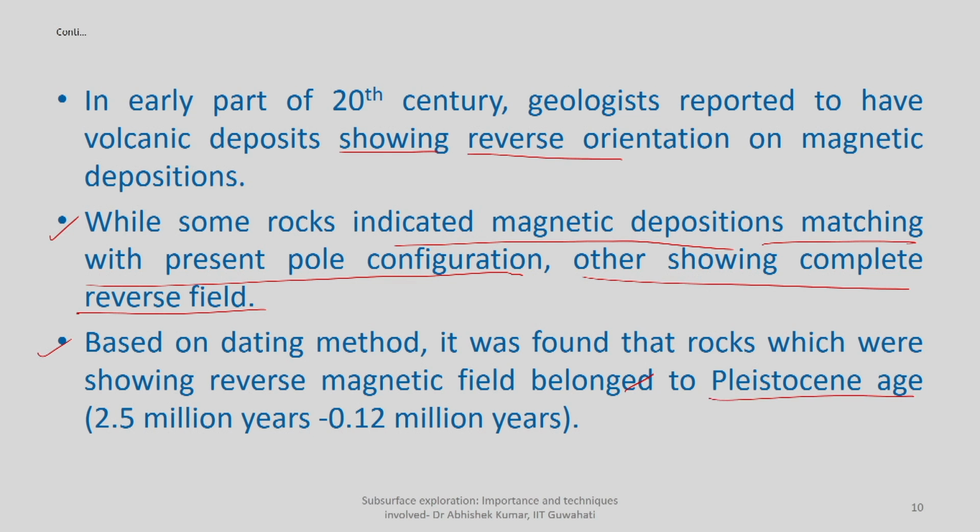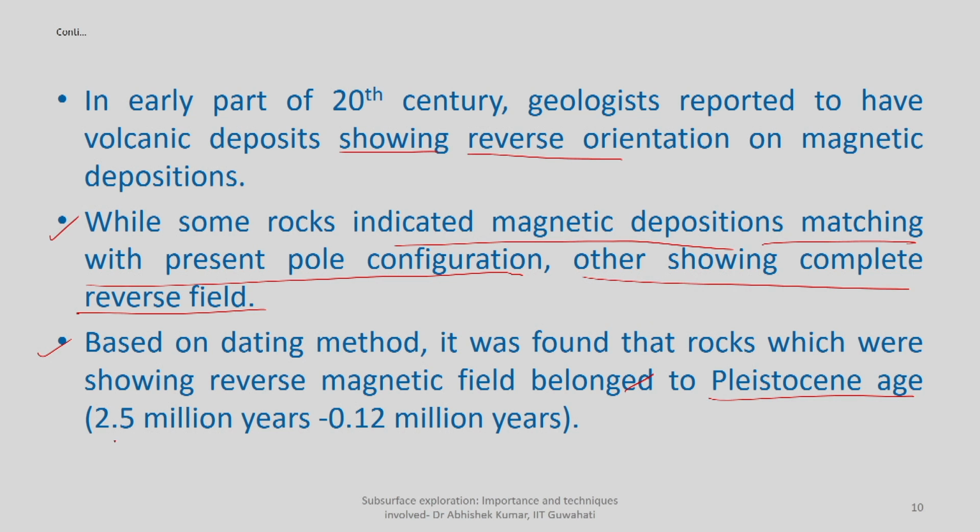So, it was found that some minerals were deposited during the present magnetic pole configuration, while other minerals, at a certain distance from this sample, were deposited in a different geological time scale, preferably where the configuration of magnetic minerals was completely different. So, the Pleistocene age ranges from 2.5 million years to 0.12 million years ago.